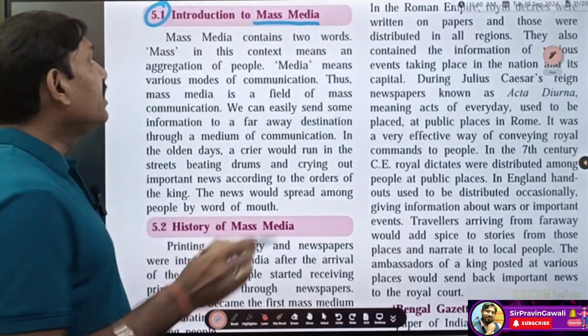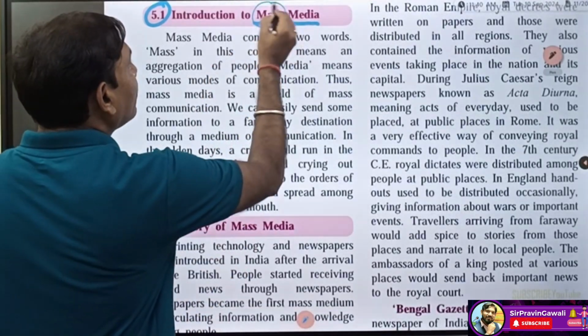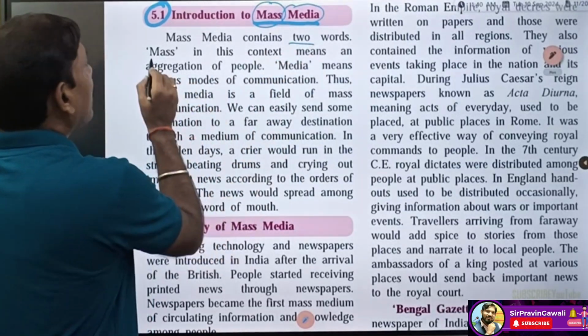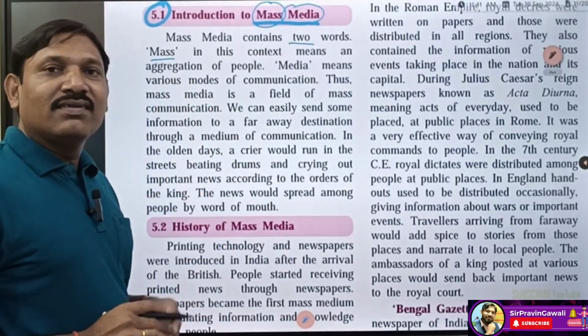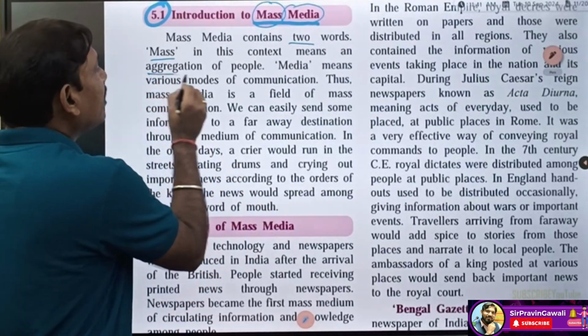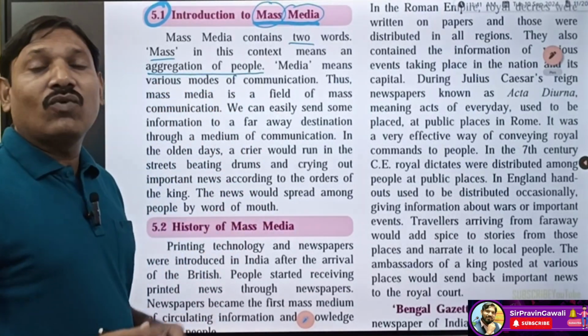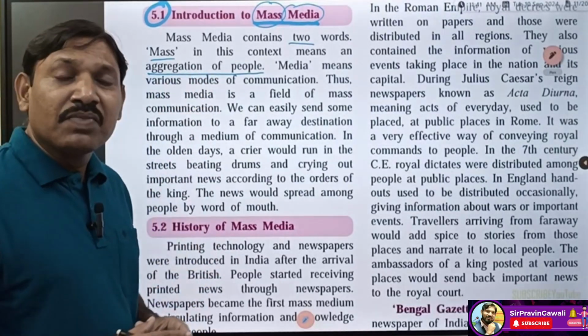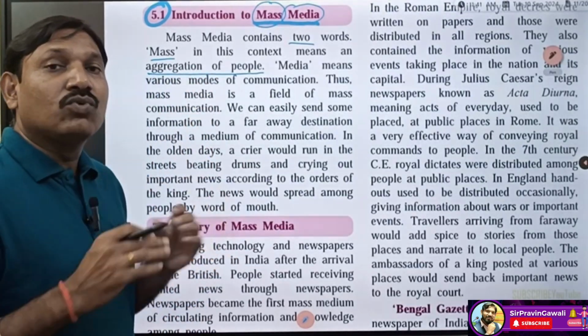And in this mass media, we see there are two words. One is mass and the second one is media. Okay. So, two words are there. Mass. And what is mass here? Just now I have told you. Mass, in this context, means aggregation of people. Question can be asked, what do you mean by mass? So, it is aggregation of people, means a group of people, a large number of people that comes together.